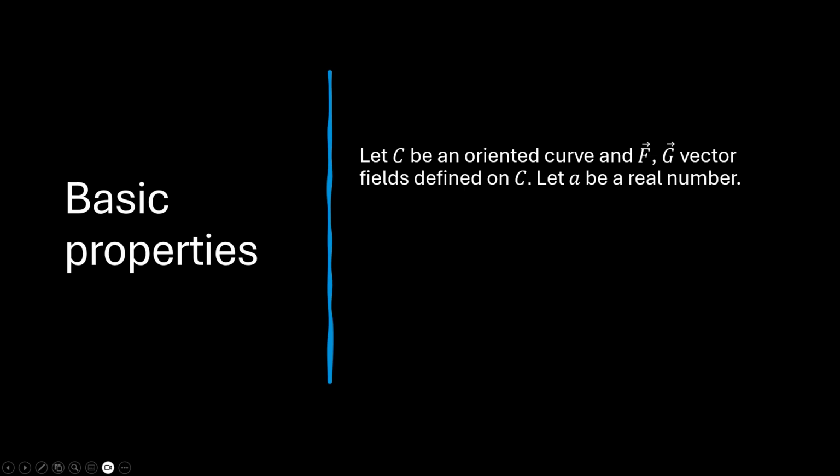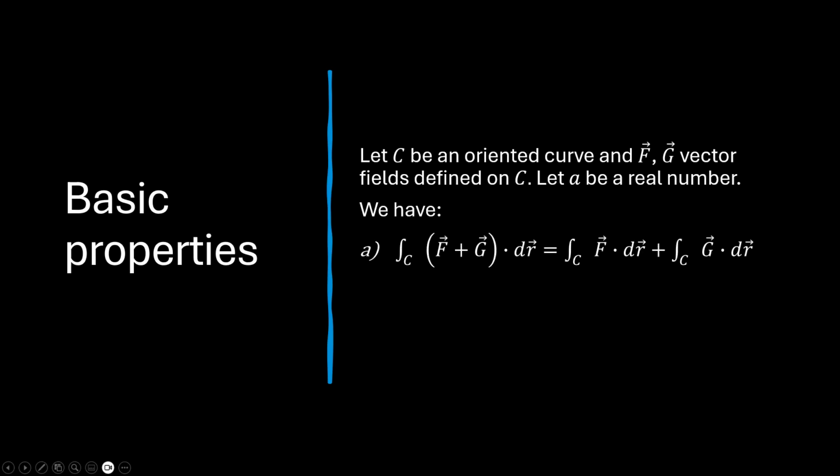So the first one is, let's let C be an oriented curve, and let's take 2 vector fields f and g and make sure they're defined everywhere on C, so you can plug any point into the vector fields and it'll be fine. And we'll let a be some real number. So first thing we have is if I add the 2 vector fields, that would give me a new vector field. And if I integrate that, it's the same thing as integrating those vector fields separately and adding them up. So the integral is additive, just like we saw regular integrals were.